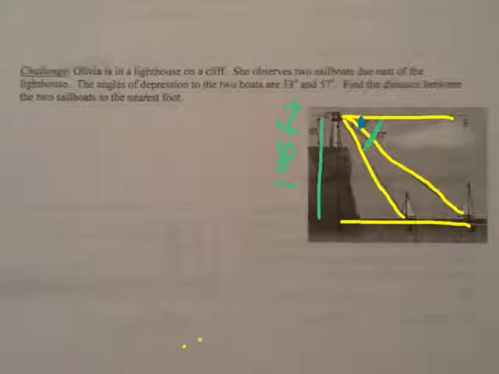So notice how this green line I drew is touching this yellow line, this line of sight. That means this angle is also going to be 57. How this blue angle is 33 degrees, well, the line of sight it's touching right here is also going to be 33 degrees. Well, again, we have right triangles.